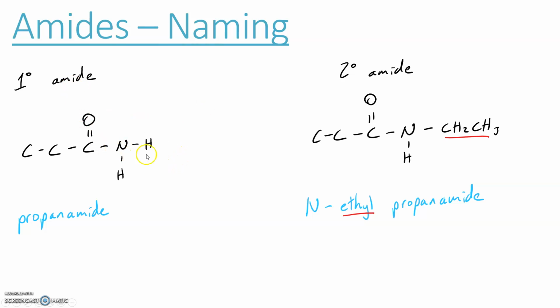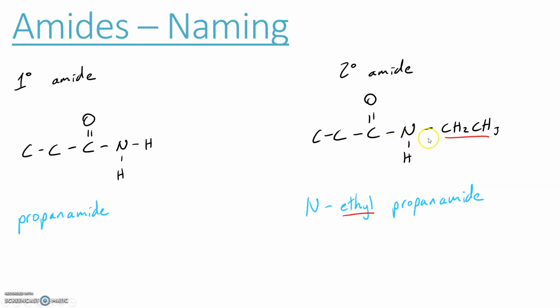This is a primary amide. It has the amino group on the end. So that's the carbonyl group with the NH2 attached to that same carbon. So this would be propanamide. This would be a primary amide because it has the amide functional group on the end. We can have a secondary amide and even a tertiary amide.